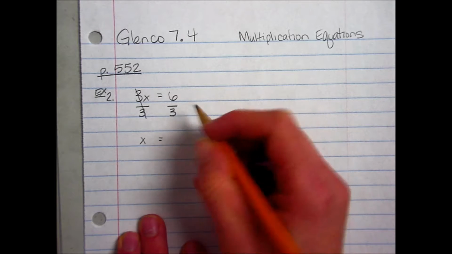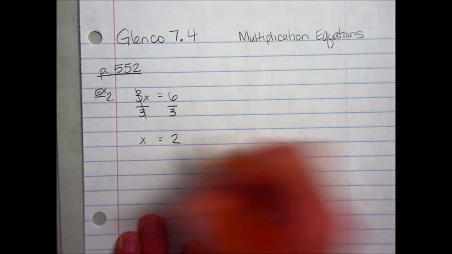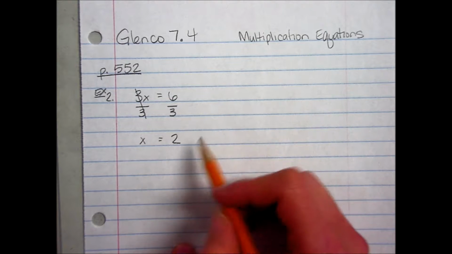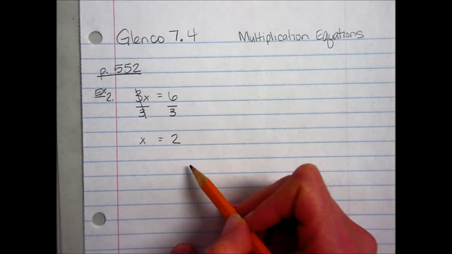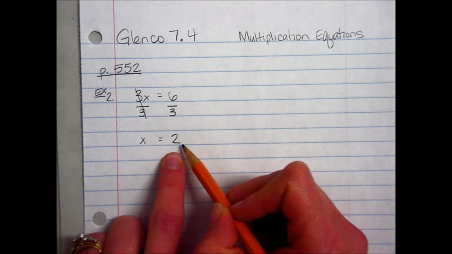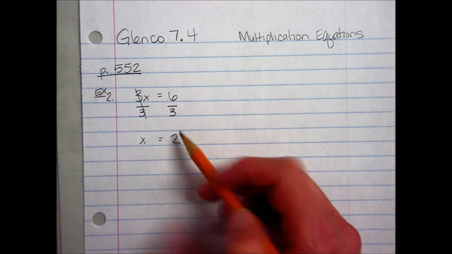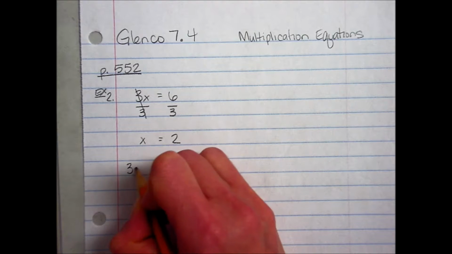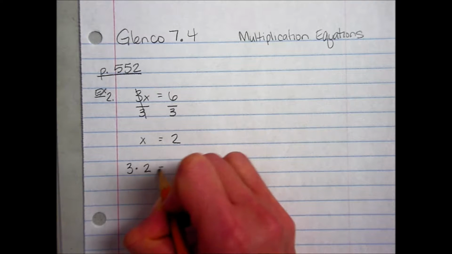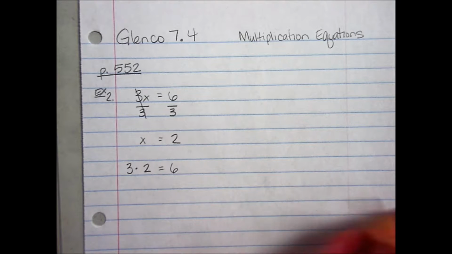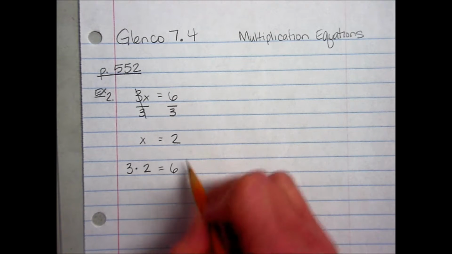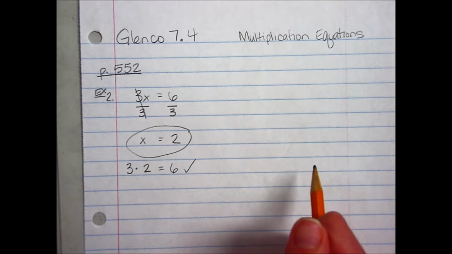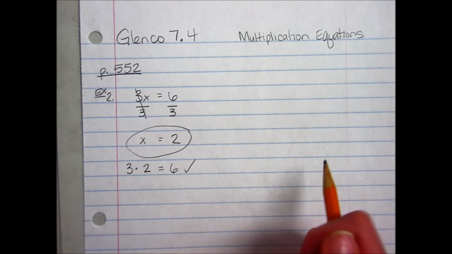6 divided by 3 will give us a 2. Now the check on this is the same as when we've been checking our other equations. We take our answer, we plug it back into the equation and see if it's right. So for the check, we'll need to say 3 times 2 and see if that equals 6. We can do that in our head. We know that 3 times 2 is 6. Our answer checks, so we can go ahead and circle our answer, and we're done.